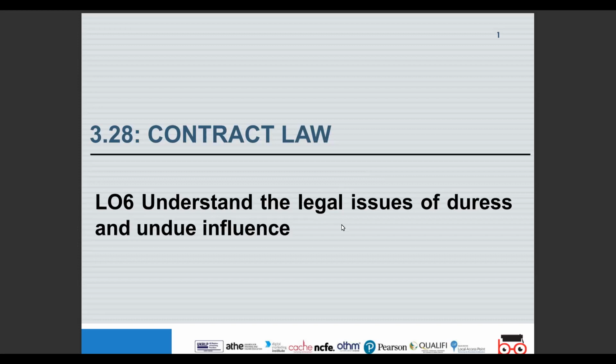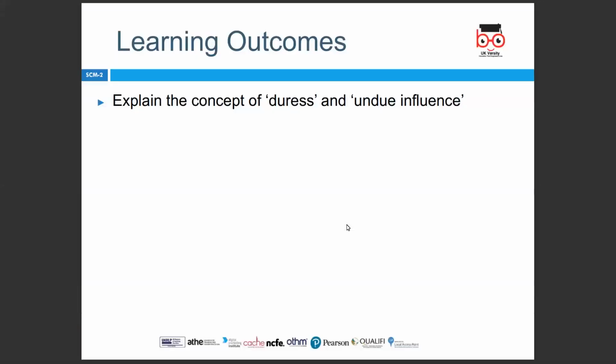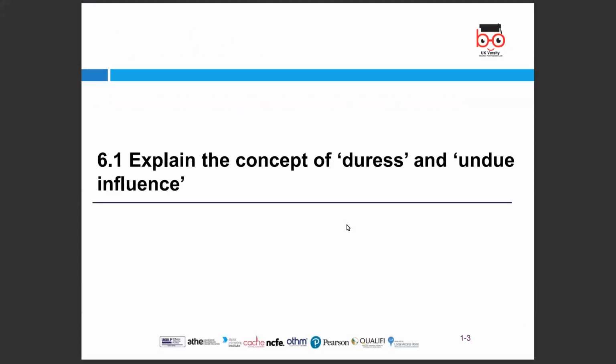Now we're going to look at learning outcome 6, which is to understand the legal issues of duress and undue influence. So the learning outcome is to explain the concept of duress and undue influence. So 6.1 is to explain the concept of duress and undue influence.